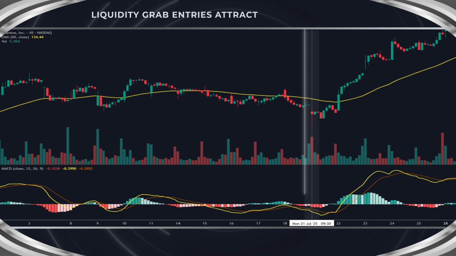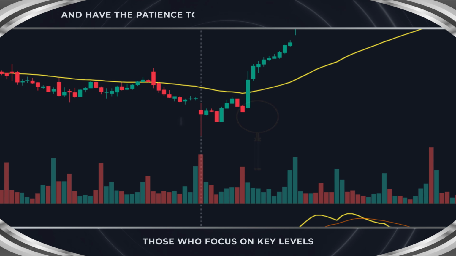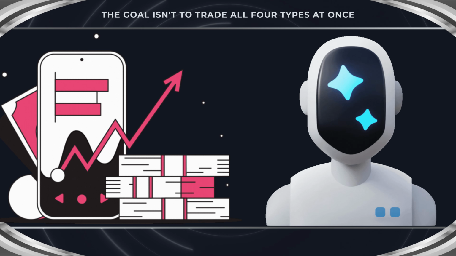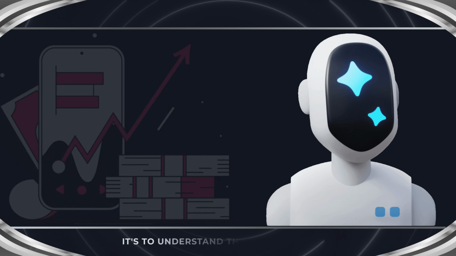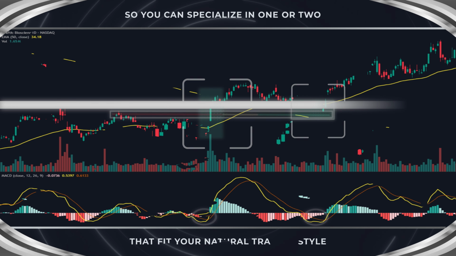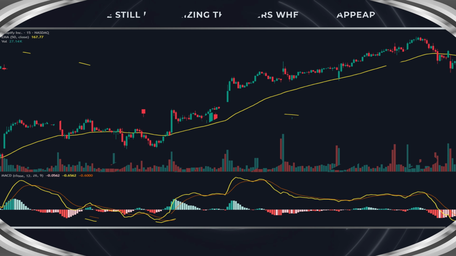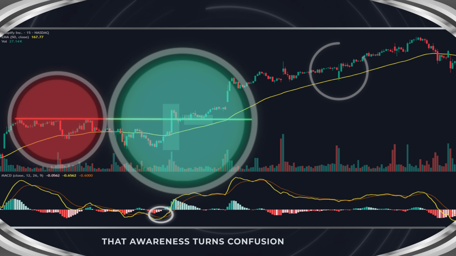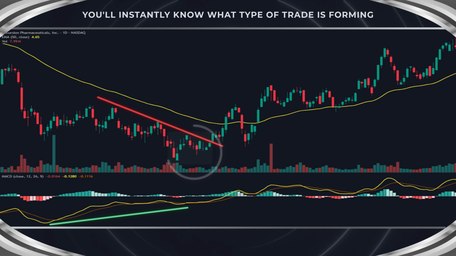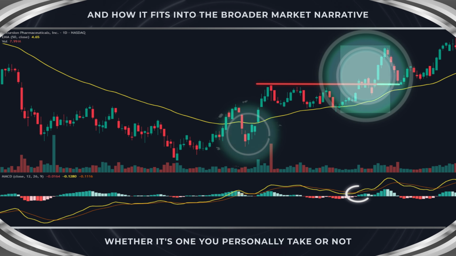Liquidity grab entries attract precision hunters, those who focus on key levels and have the patience to wait for stop runs before striking. The goal isn't to trade all four types at once. It's to understand them deeply so you can specialize in one or two that fit your natural trading style, while still recognizing the others when they appear. That awareness turns confusion into clarity. You'll instantly know what type of trade is forming, whether it's one you personally take or not, and how it fits into the broader market narrative.